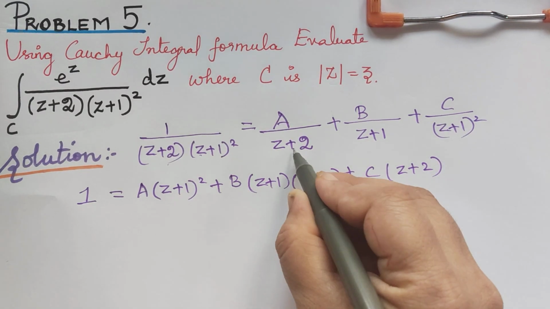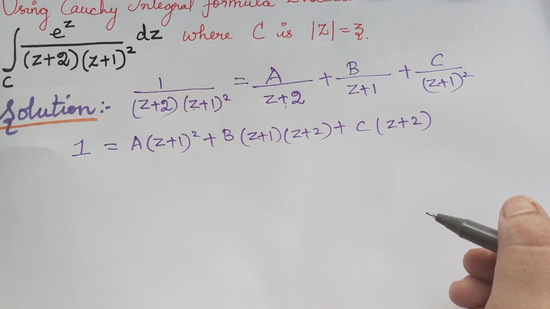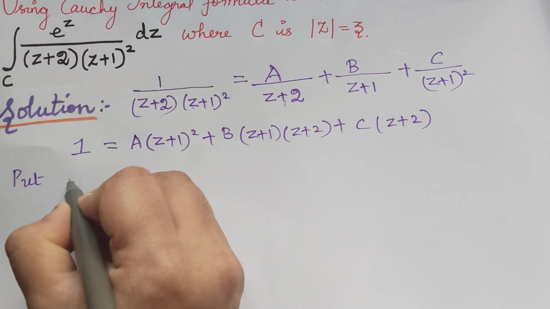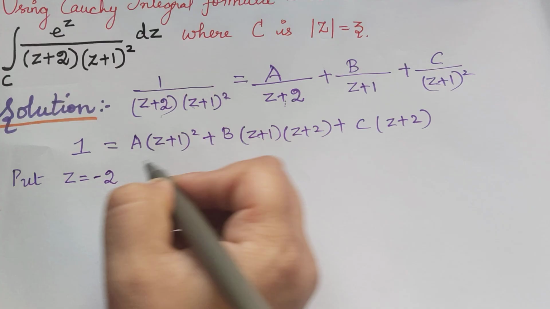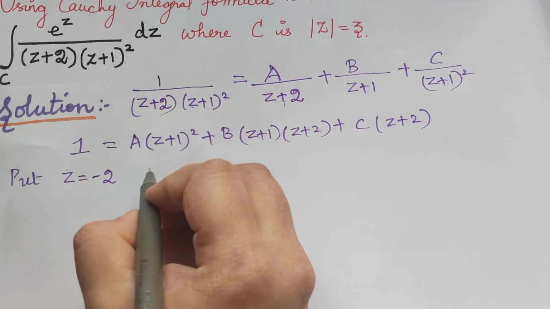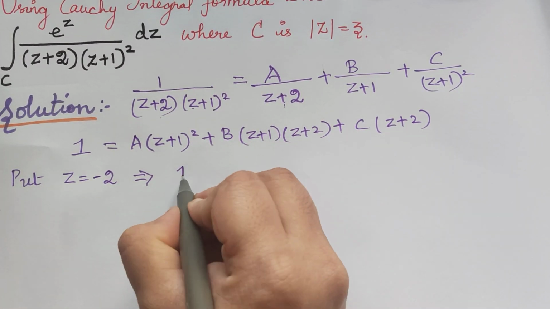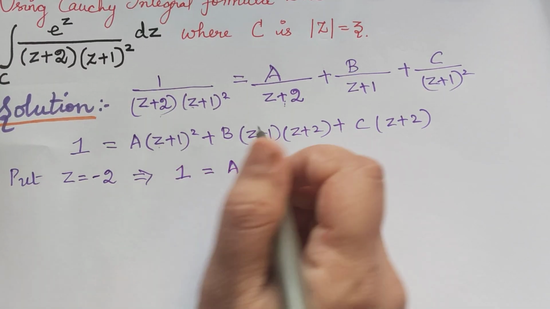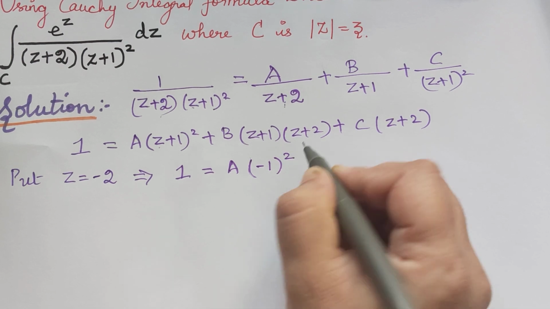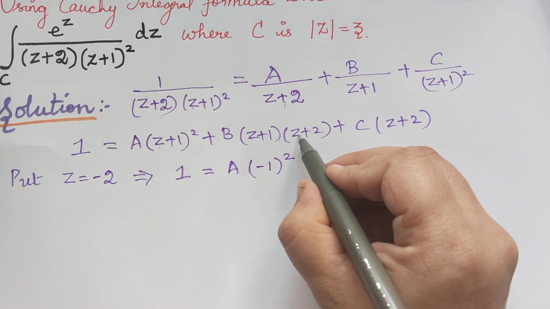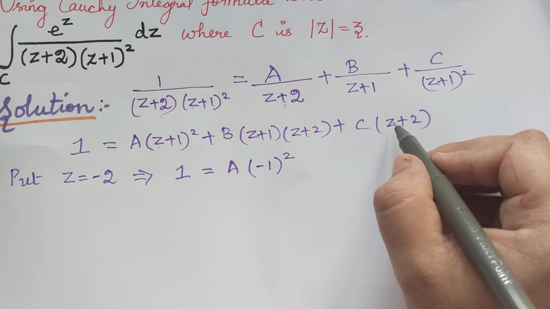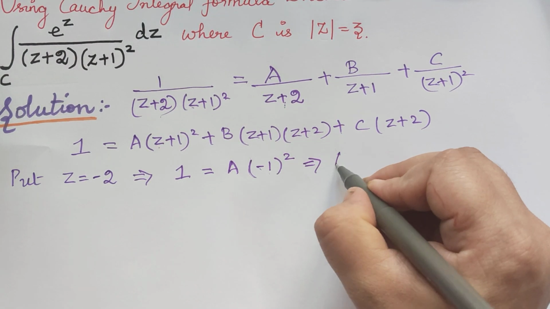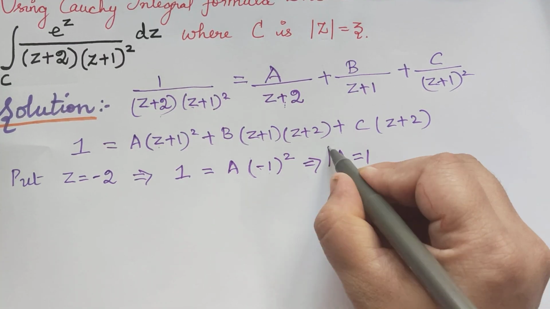In order to find the values of a, b and c, we have to give values for z. First we shall put z equal to minus 2 so that we can eliminate b and c and find the value of a. If you put z as minus 2, 1 will be equal to a multiplied with minus 2 plus 1, which is minus 1 squared. And when you put minus 2 in the other terms, they become 0. Minus 1 squared is plus 1, and therefore the value of a is 1.